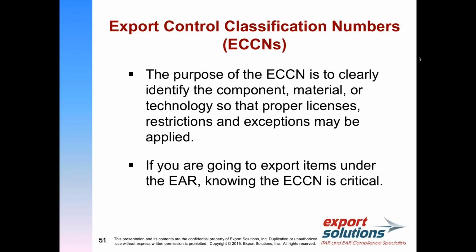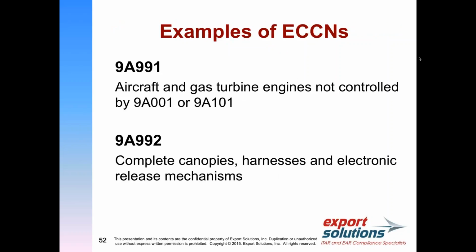ECCNs are to clearly identify the component, material, or technology so that proper licenses, restrictions, and exceptions may be applied. If you recall earlier, I mentioned there are exemptions in the ITAR. Well, there are exceptions in the EAR. So exemptions ITAR, exceptions EAR, and try not to confuse the two. If you're going to export items under the EAR, you have to know the ECCN, and that's what we talk about classifying your products. That's like the foundation you're going to build your compliance house on, is making sure you have everything classified properly. Here's some examples.